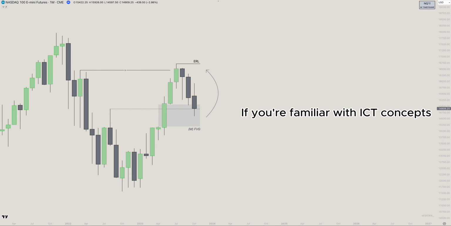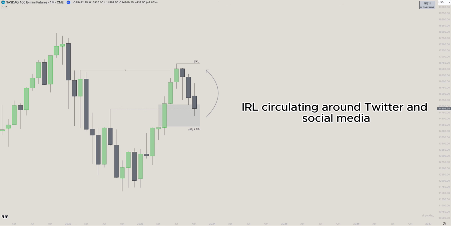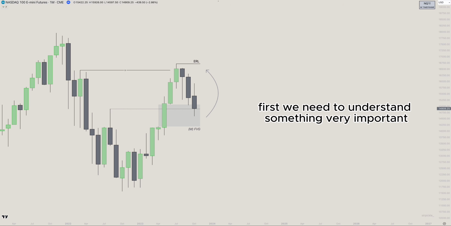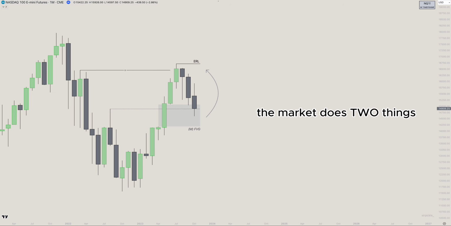If you're familiar with ICT concepts, you may have seen the terms ERL, IRL circulating around Twitter and social media. So what exactly is that? First, we need to understand something very important. The market does two things: seeks liquidity or offers fair value.